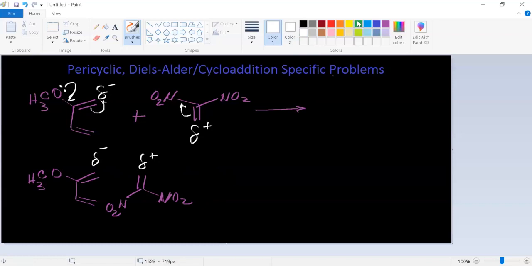best interaction. So our product: 6-member ring, double bond in the middle, methoxy group hanging out here, and then our 2 nitro groups are going to be right here, opposite of that methoxy group.